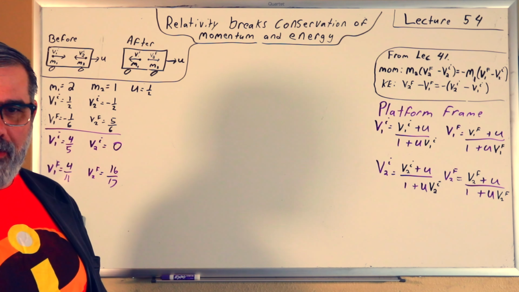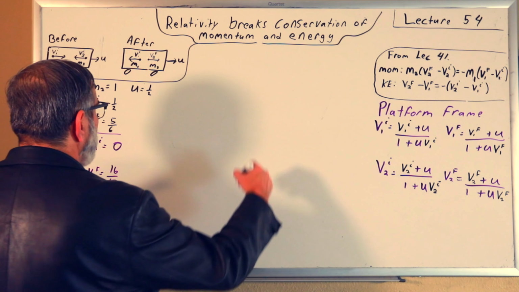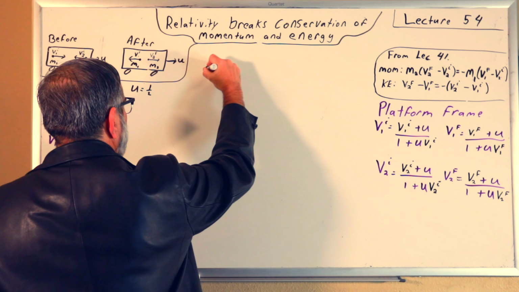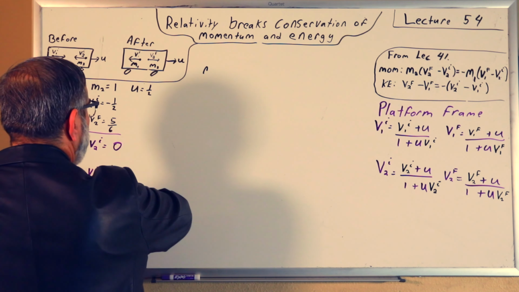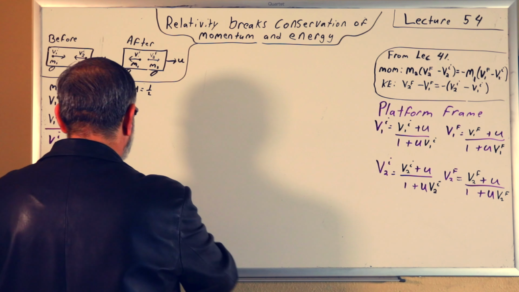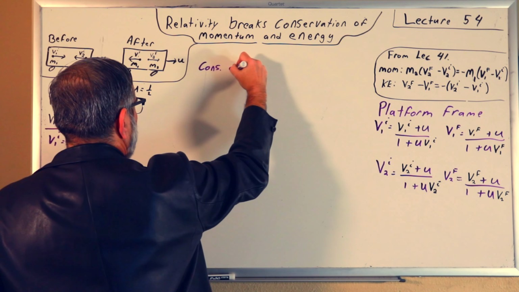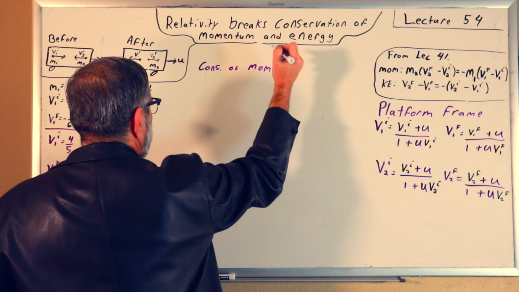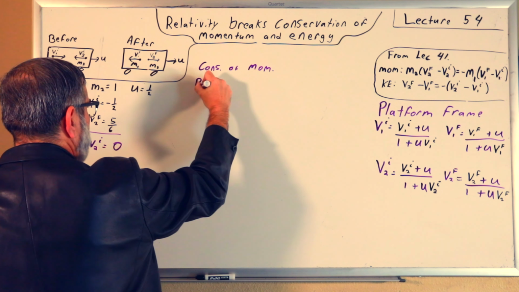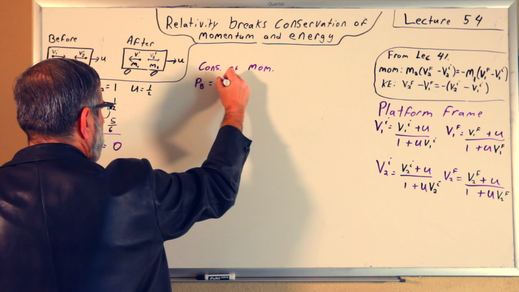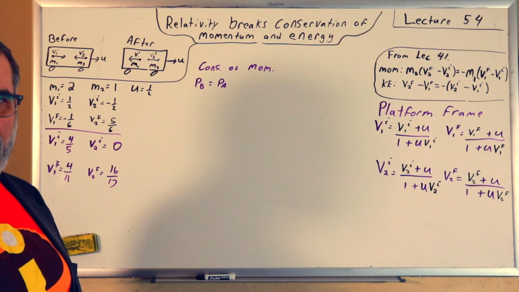Here we should find that it's not. That's the whole point of the lecture. Let's look at momentum first, right? And I guess since I'm still in the platform frame, I'll stick with the purple. How's that sound? So, conservation of momentum. We'll want to get P before equals P after. That's what it means to have momentum conserved.